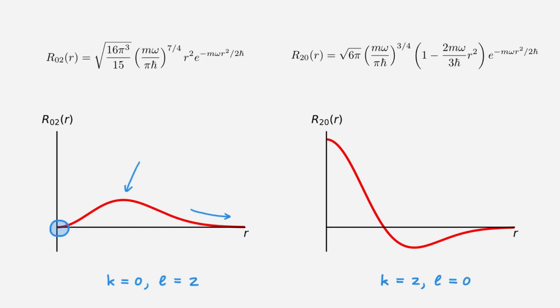The figure on the right shows the radial function when k equals 2 and l equals 0. In that case, the series expansion has two non-zero expansion coefficients, C0 and C2. The resulting radial function is positive at the origin right here. It then becomes negative beyond this point, and it approaches zero again as we move away from the origin. This radial function is associated with a single eigenfunction whose angular part is given by the l equals 0 spherical harmonic.